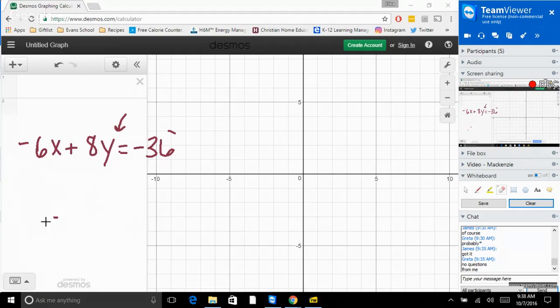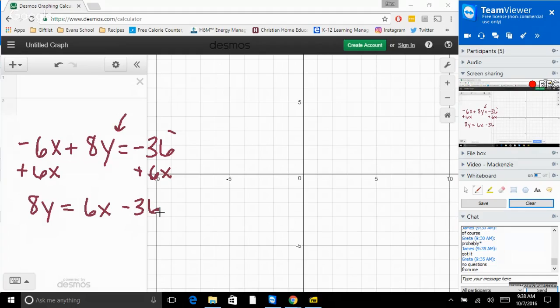So how do we get y by itself? Well, we use those same tools that we did back in chapter 1 to get y by itself. We need to send everything to the other side. Y wants to be lonely by itself, right? So the first thing we want to get rid of is this minus 6x. So let's add 6x to both sides. Okay, and we're left with 8y equals 6x minus 36. Okay, we're getting close, right? We have 8 times y equals 6x minus 36.